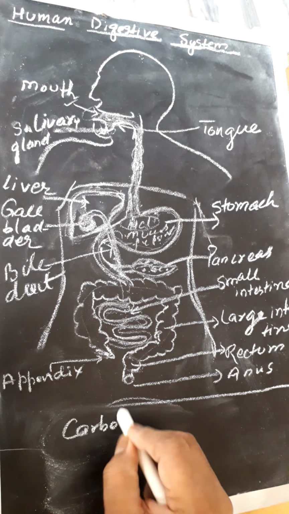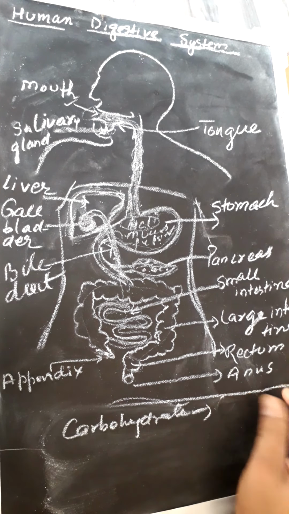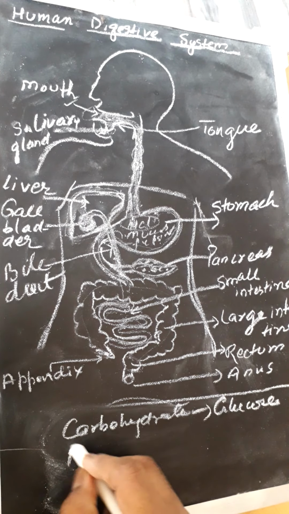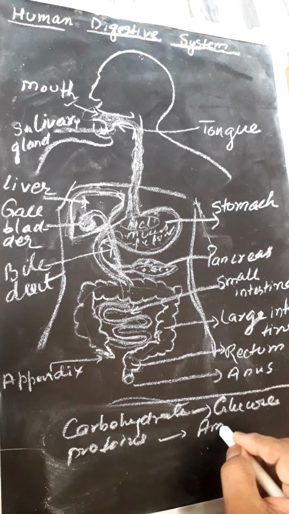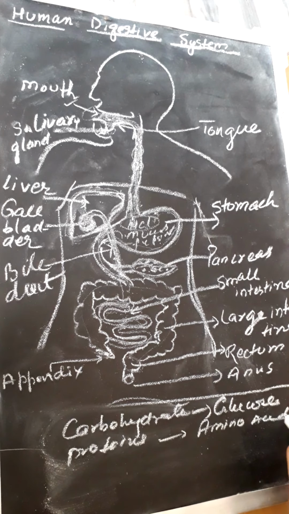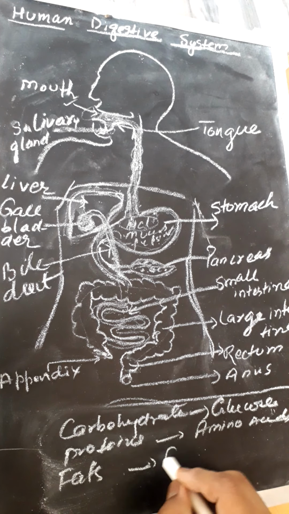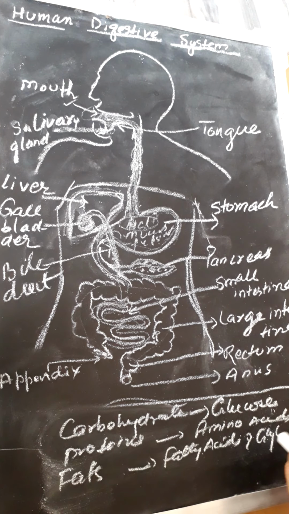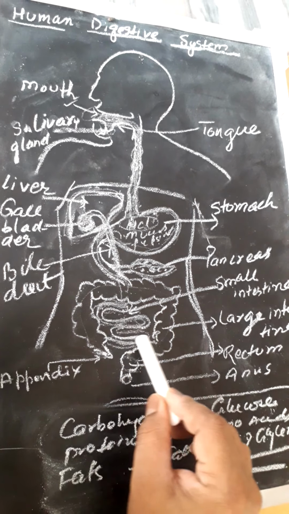carbohydrate into glucose, proteins into amino acids, and fats into fatty acids and glycerol. In this way, digestion of food, we may say complete digestion of food, takes place in the small intestine.